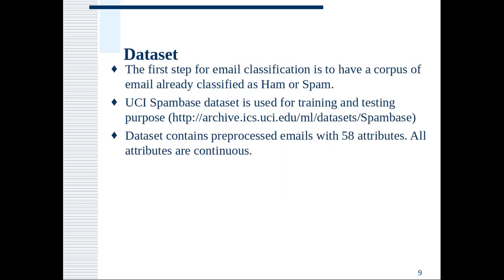The input used in the training and testing phase for this project is taken from the UCI spambase dataset. In this dataset, there are a total of 4601 data points that have been correctly labeled as spam or ham. It contains pre-processed emails and a total of 58 continuous attributes. The last attribute of each email is the label indicating whether it is spam or not.